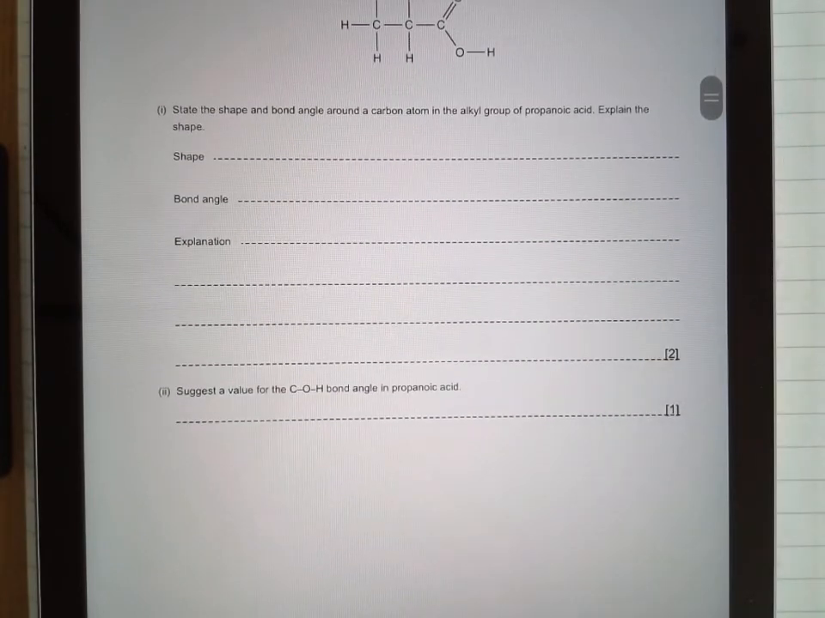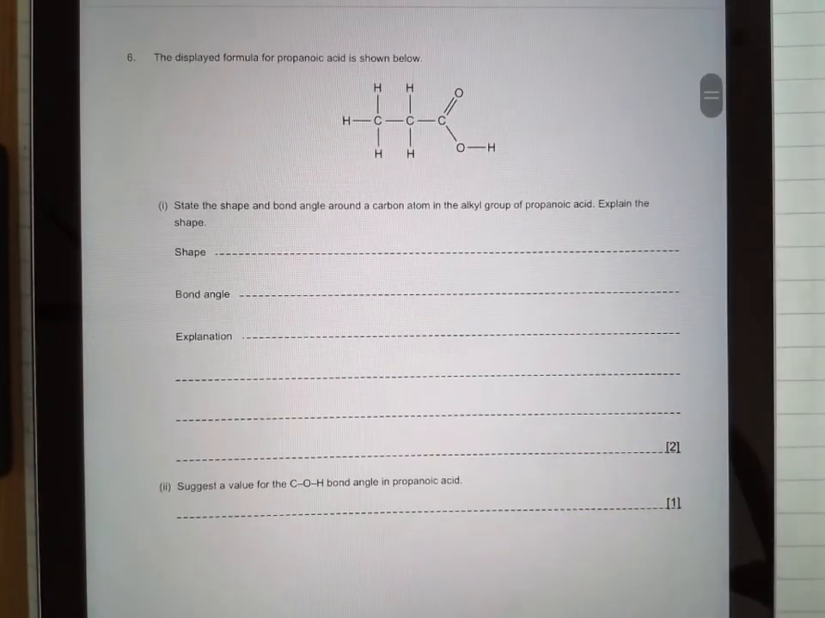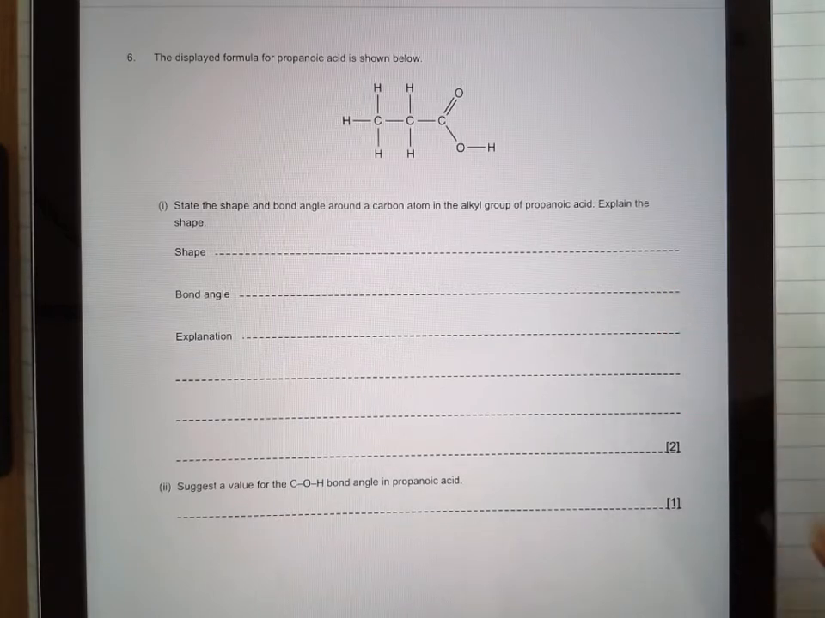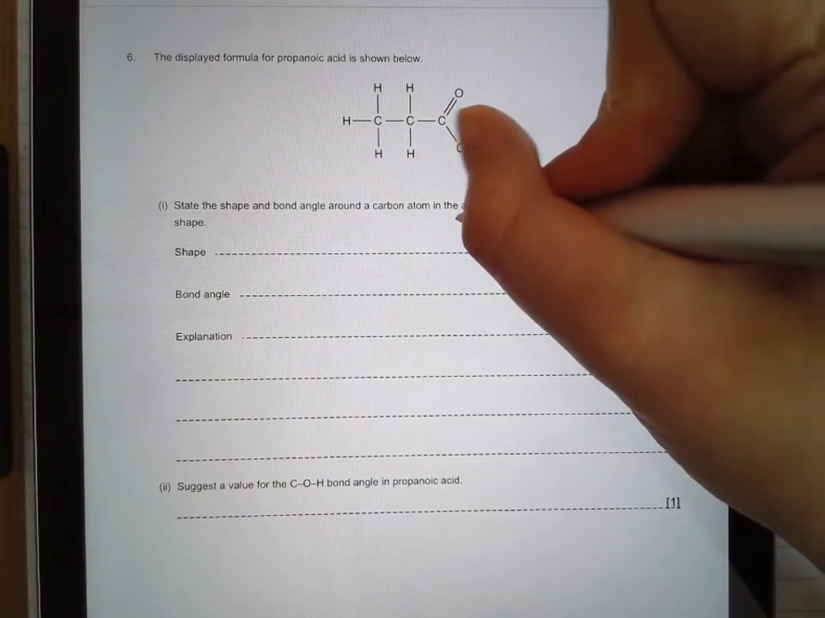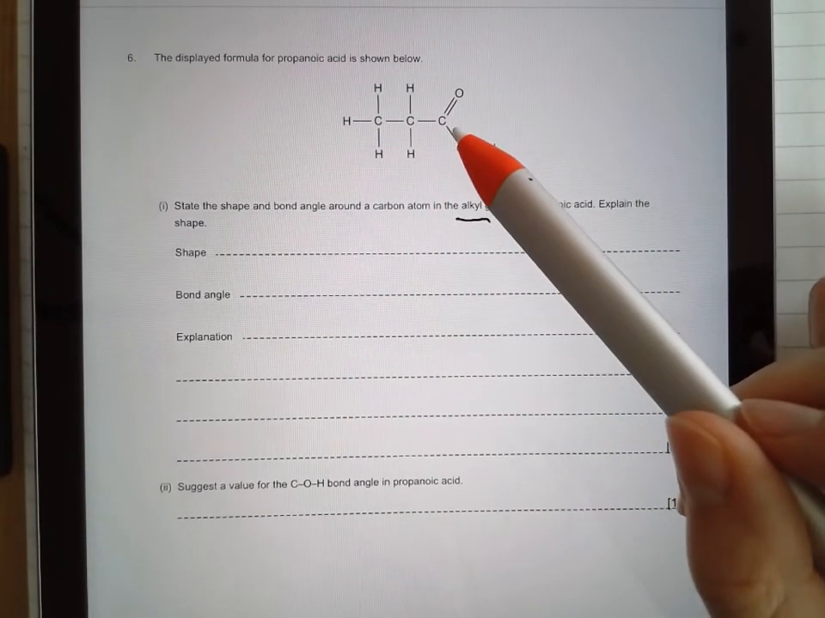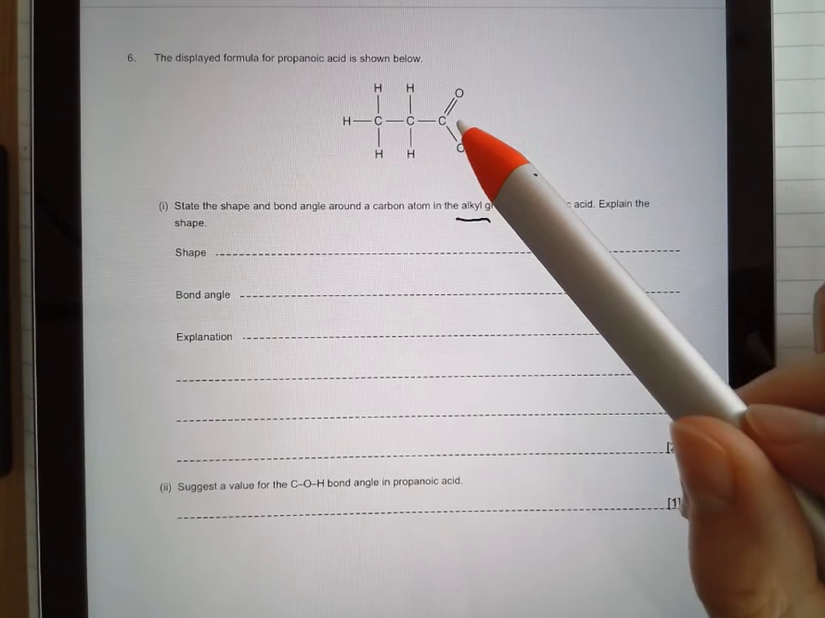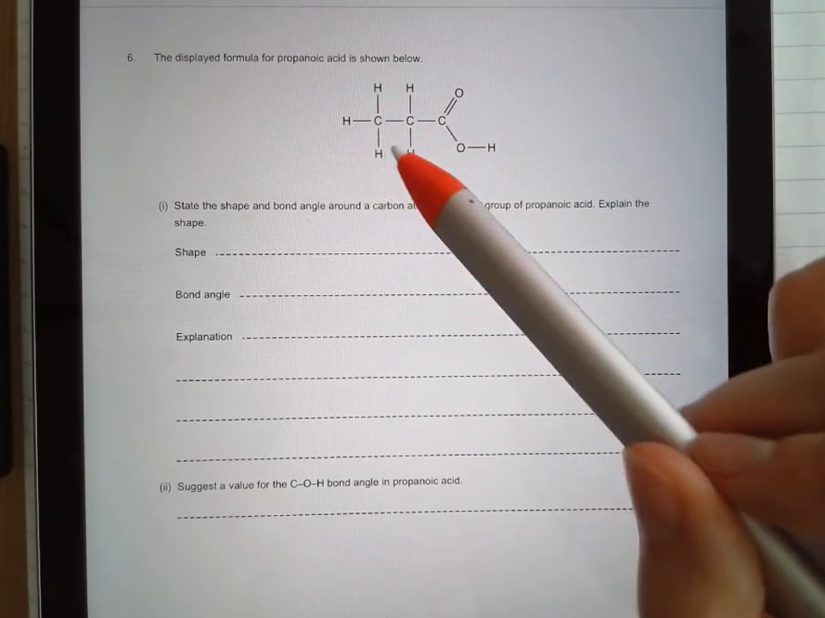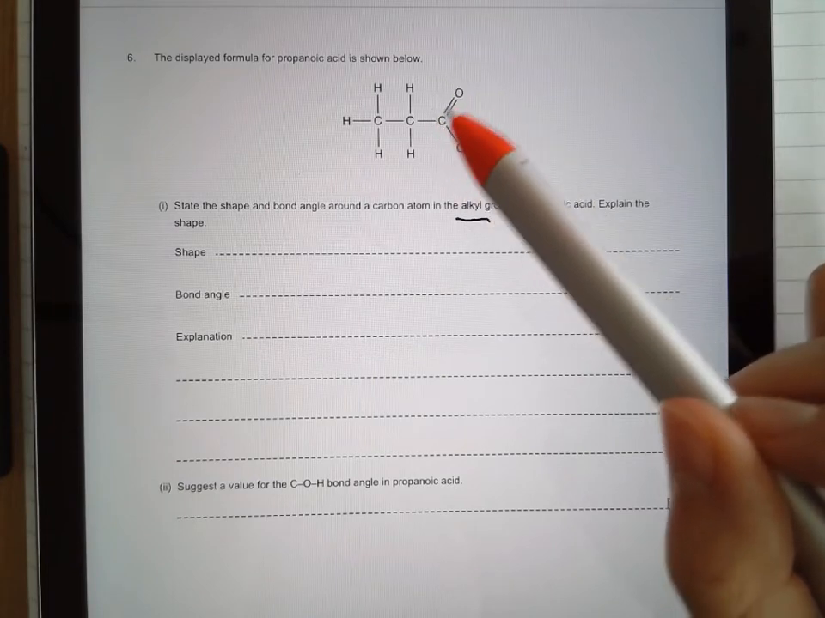The next one we've got is number 6. This is slightly more difficult because you've got lots of different atoms. They want to state the shape and bond angle around a carbon atom in the alkyl group of propanoic acid. So you're looking around a carbon atom, but you've got 1, 2, 3 different carbon atoms. If they're talking about an alkyl group, they just want a carbon bonded to normal hydrogens. They don't want carbon double bonded to oxygen.